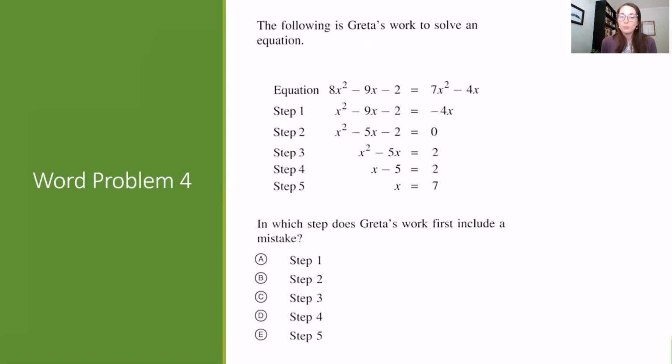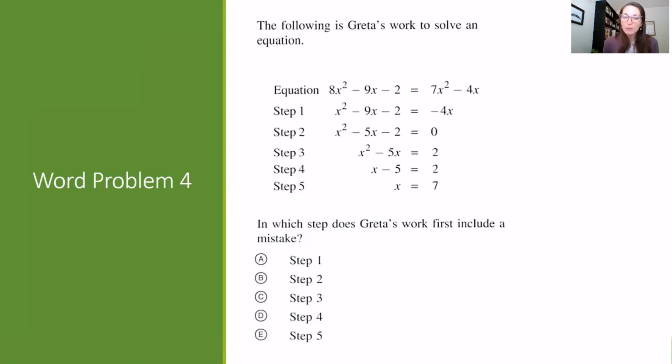Now for step 4, we see x minus 5 equals 2. Now I notice that the x squared and the 5x have now turned into just an x and a minus 5. So my guess is that there was some sort of dividing by x that happened here. Now, what do you remember from the beginning of this? That we have to do what? On one side, we have to do the same thing to the other. Do you notice any changes on the other side? Does it say 2 divided by x over there? It does not.